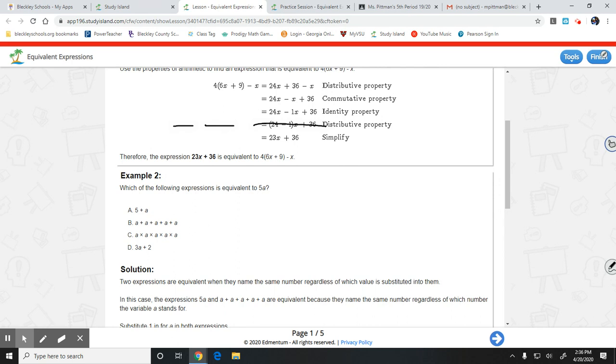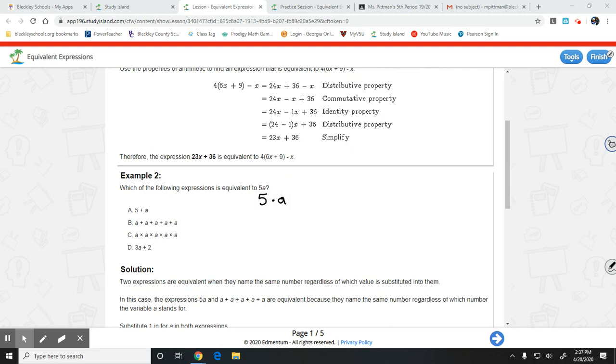It says, which of the following expressions is equivalent to 5a? We have to ask ourselves, what is taking place? What is going on when the number is next to a letter? What operation? Are we adding, subtracting, multiplying, or dividing? We're multiplying. We're saying 5 times a. Is that an option here? Well, no, it's not, okay?